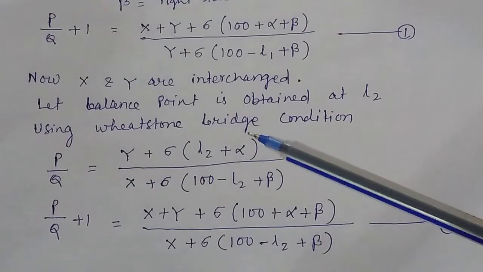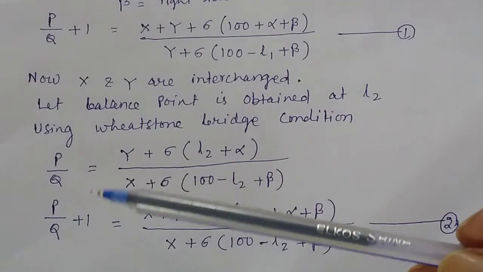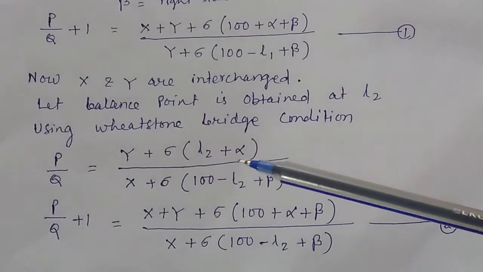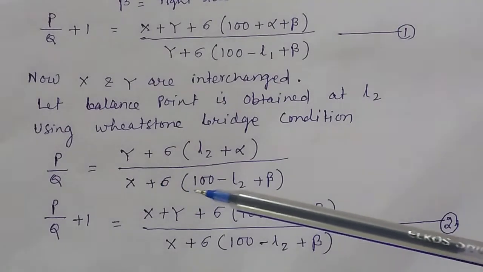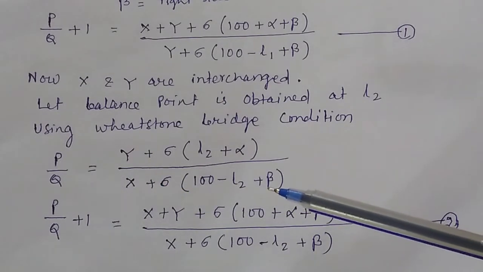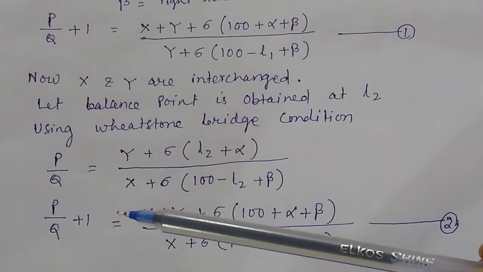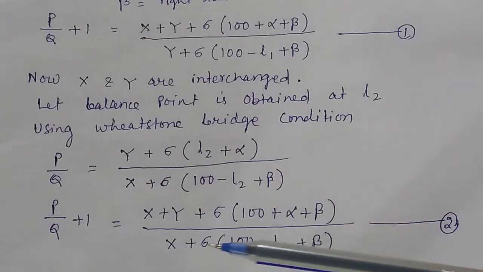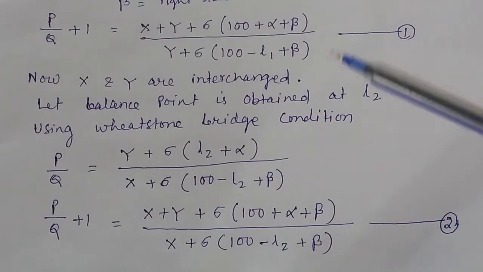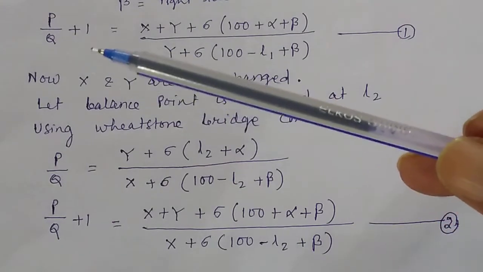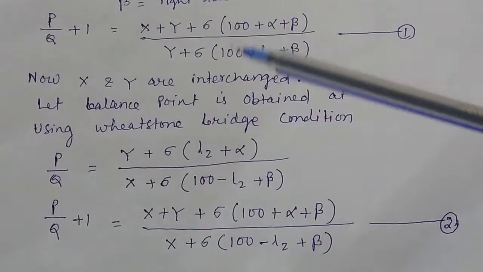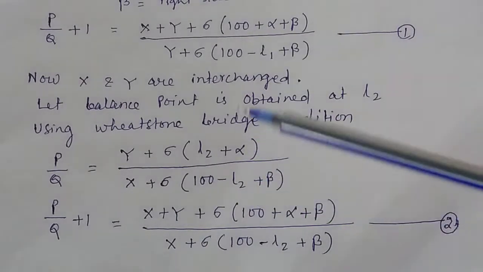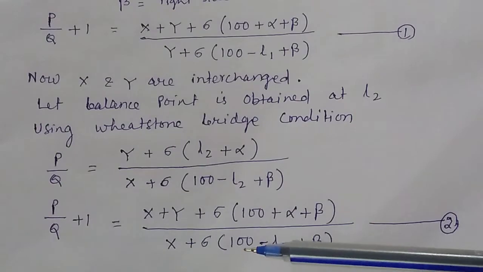Using the balanced bridge condition, you will get P by Q equal to Y plus sigma into L2 plus alpha divided by X plus sigma into 100 minus L2 plus beta. And if you add 1 on the left hand side and 1 also on the right hand side, you will arrive at this equation. So now you compare equations 1 and 2. The left hand side is equal, and in the right hand side, in the numerator, you have the same value, this value and this value. So this value is equal to this value.